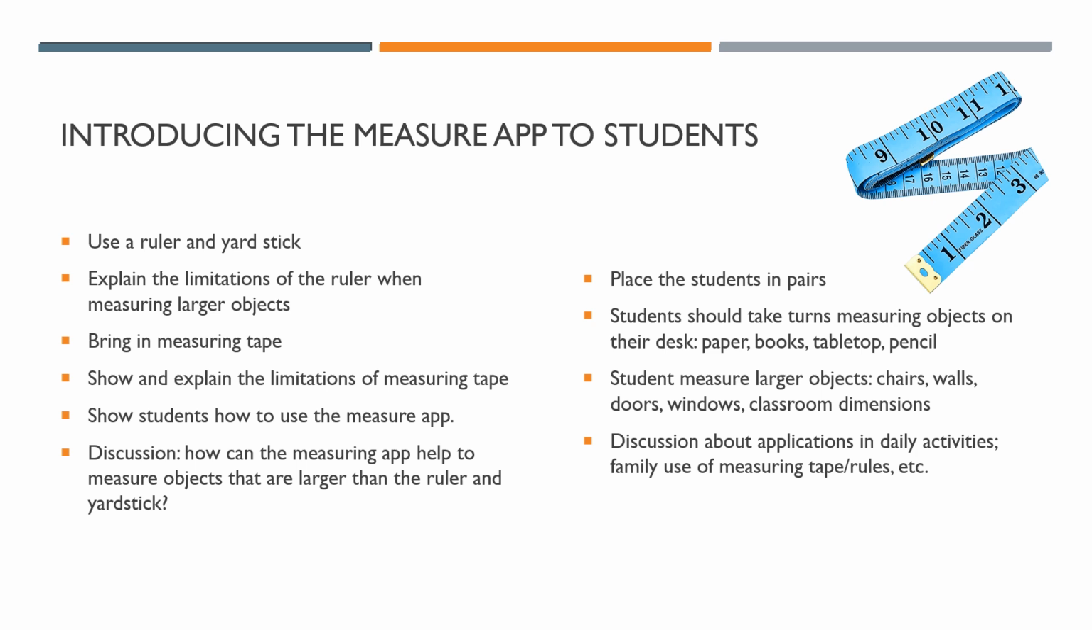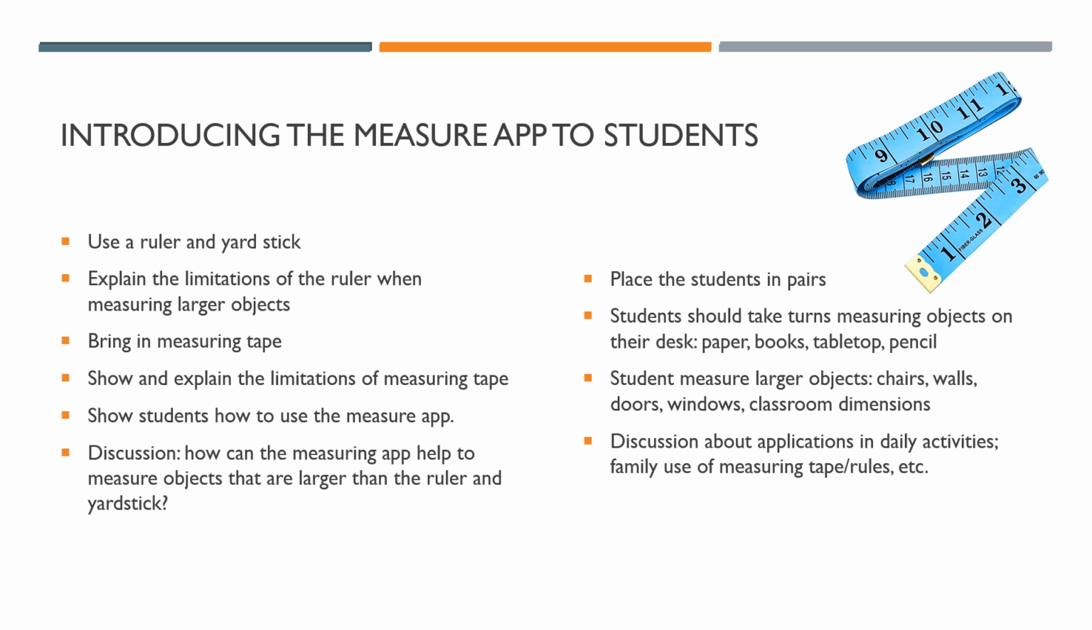For the lesson plan, I would place the students in pairs, and the students can take turns measuring objects that are nearby, things on their desks such as paper, books, a tabletop, or perhaps a pencil. Then the students could move to larger objects and measure such things as the chairs, the walls in the classroom, the door of the classroom, the windows, and maybe even the dimensions of the actual classroom itself.